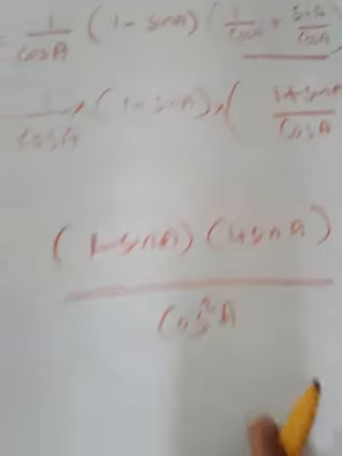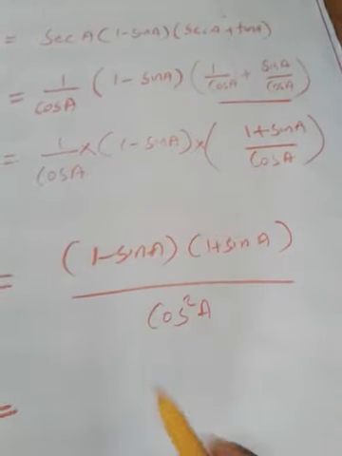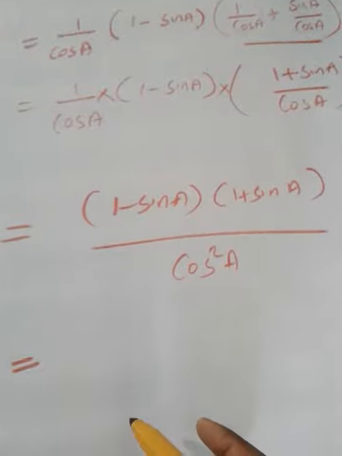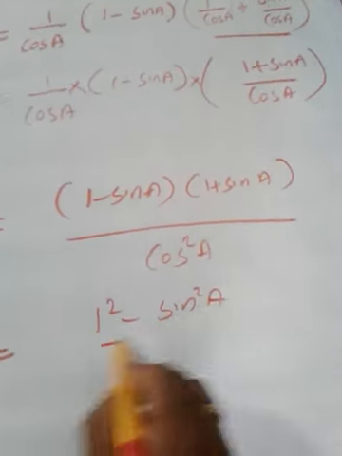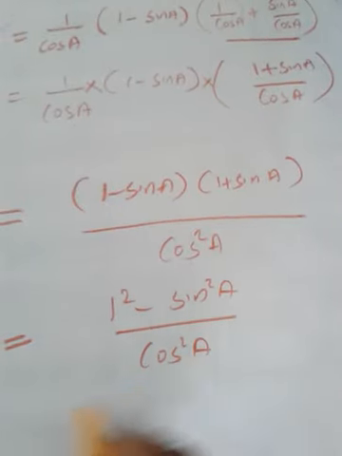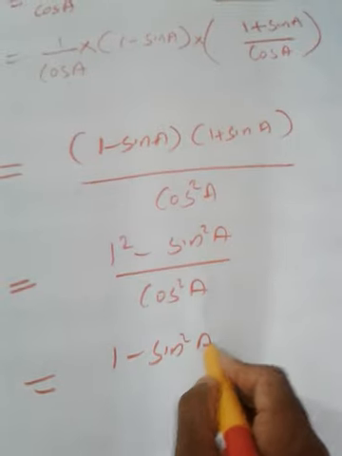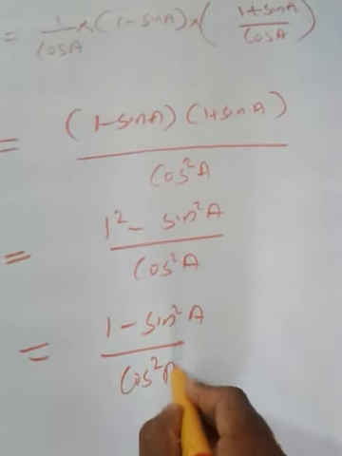Okay. Now we see the numerator becomes of the form (a minus b) into (a plus b). What is (a minus b) into (a plus b)? It is nothing but a square minus b square. That becomes 1 square minus sin square A, by cos square A. So the numerator becomes 1 square, which is 1, minus sin square A, divided by cos square A.